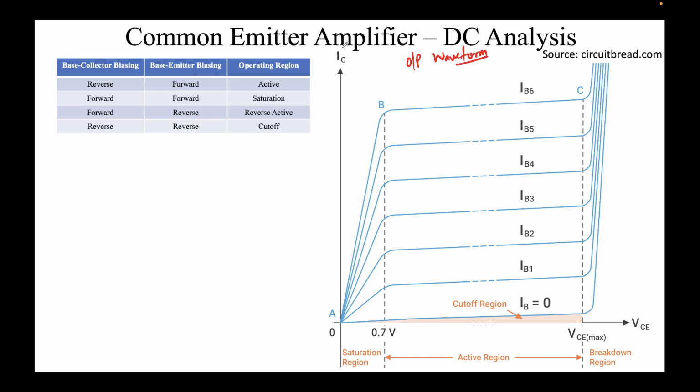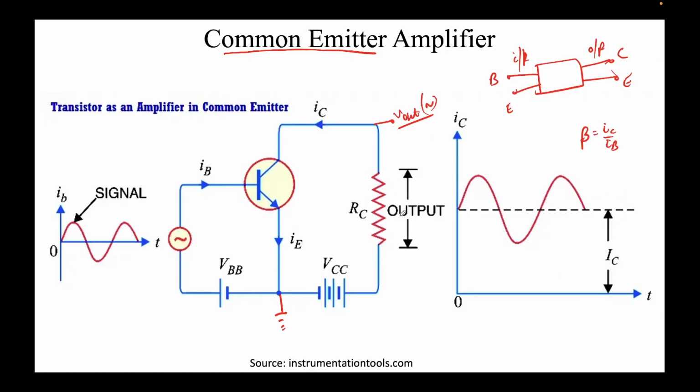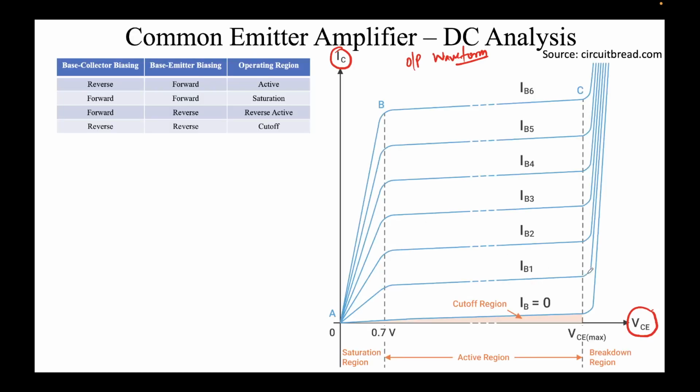On the y-axis you have the collector current IC. On the x-axis you have the collector-emitter voltage. We saw in the last slide that's where we are measuring the output. You can see that, right? First of all, you can clearly see this orangish region called the cutoff region.